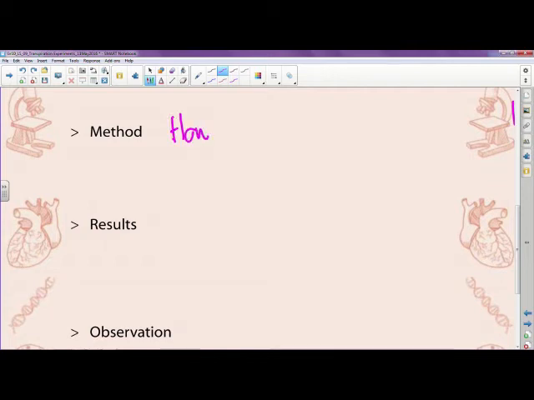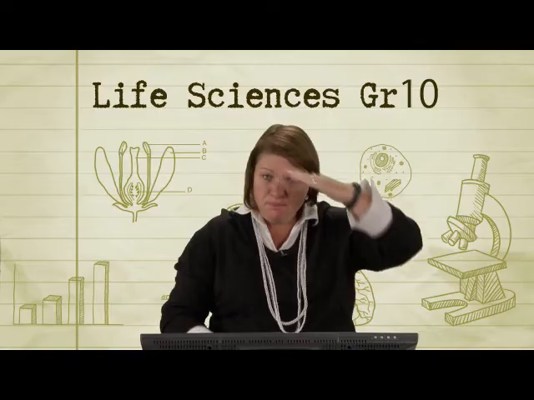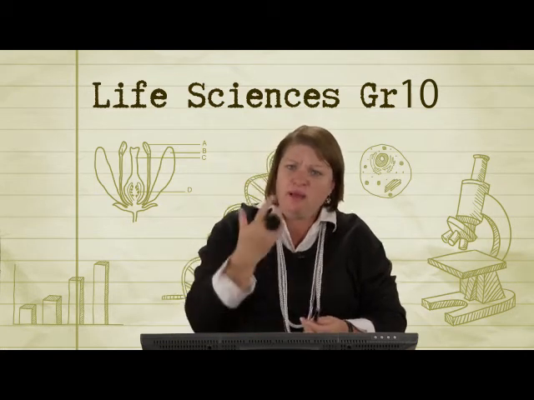Now, when you write out your method, please remember, you always use bullet points. And the most important thing is that it must follow an order. You can't just go from one point to the other. It must be systematic, right? You can't say, oh, I put it in the sunlight. Oh, then I went to fill the beaker with water. How you do it is simple. How do I do it? Step by logical step.